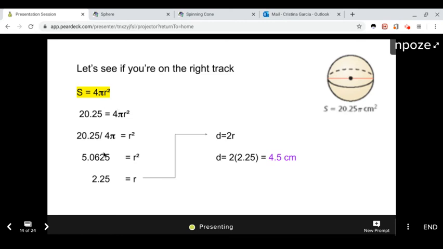So in essence, we're just working backwards. We were given the surface area, but now we were asked to find one of the parts. Not just the radius, but the diameter in particular. Okay.